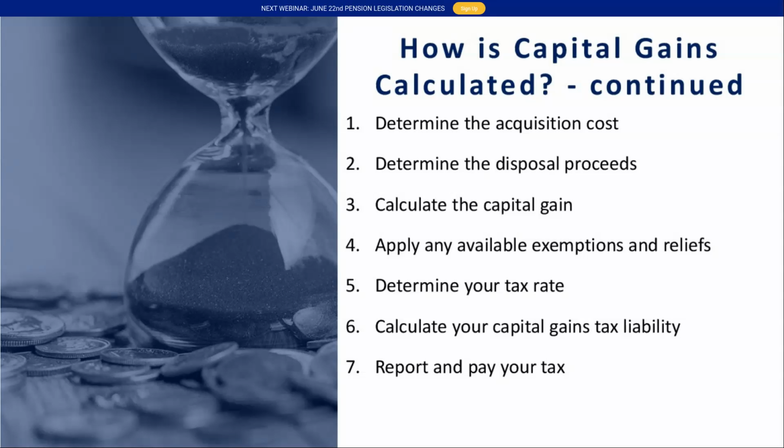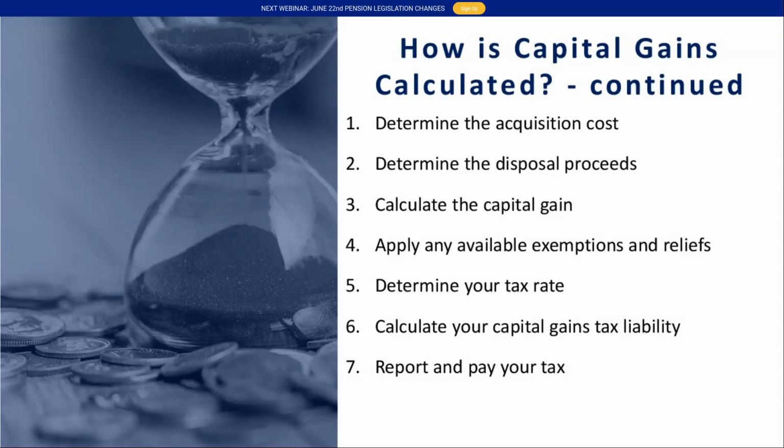So we've got a list of 7 steps that you'll need to undergo. Firstly, we're going to determine the acquisition cost. For that, you're going to need to calculate the original price that you paid, in this example, for a property, including any associated costs such as legal fees, survey fees, and stamp duties.